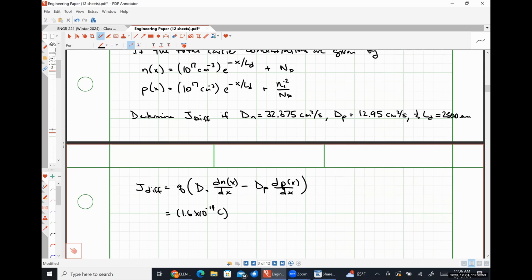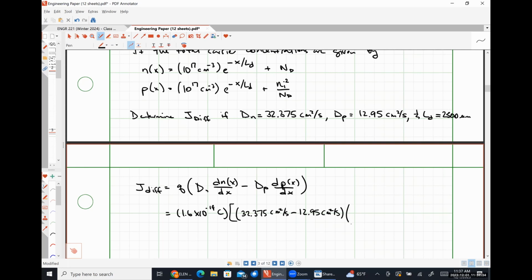The derivative of both of these expressions is going to be the same, right? Because the derivative of this constant stuff outside is going to be 0, because these aren't position dependent. So we're really only looking at the derivative of this guy and the derivative of this guy, and they're literally the exact same expression. So I'm just going to lump my two diffusion coefficients together: 32.375 centimeters squared per second minus 12.95 centimeters squared per second.